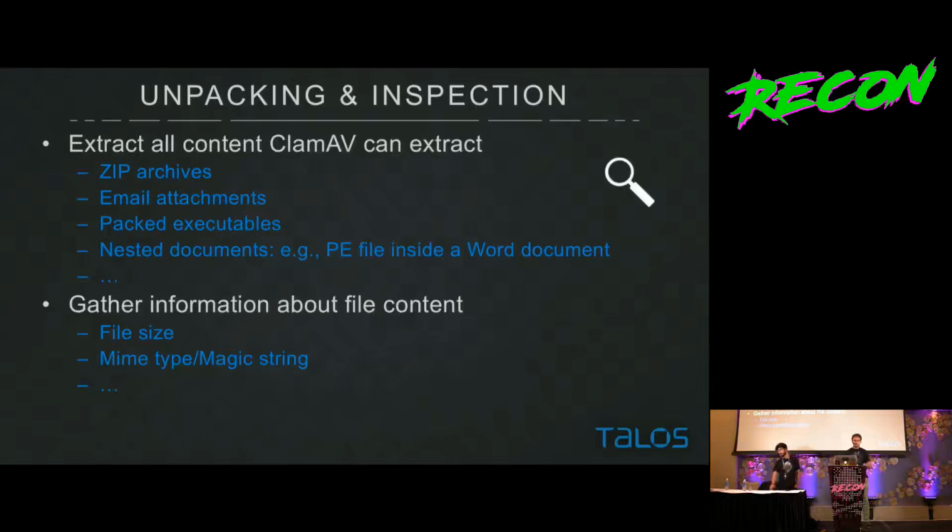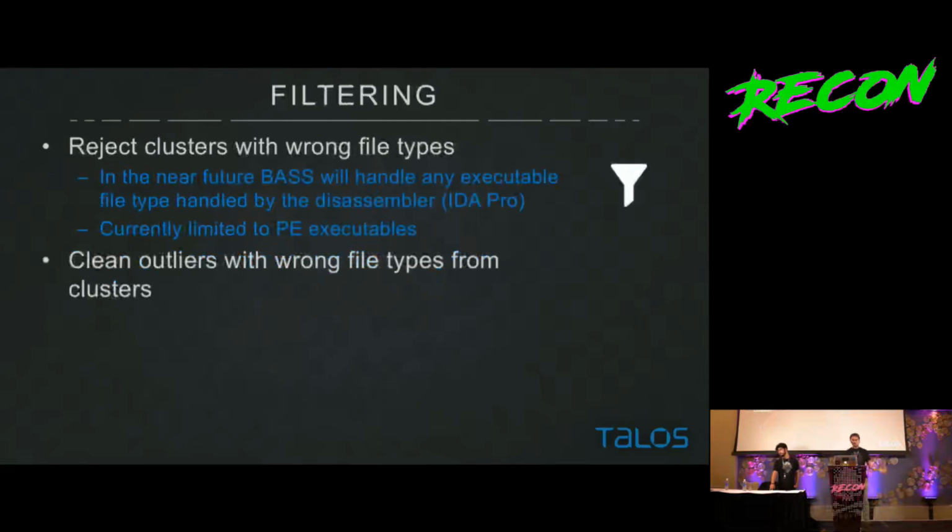This information can be file size, MIME type or magic string, hash, and so on. And this information we use in the next step, which is filtering. Here we want to filter out files which we cannot read in BASS.